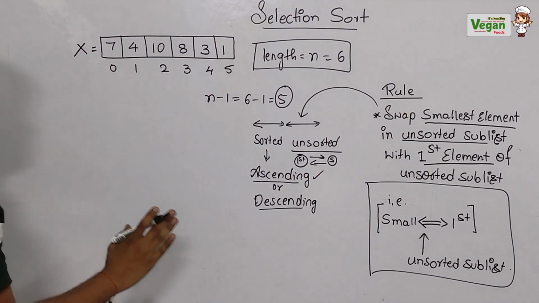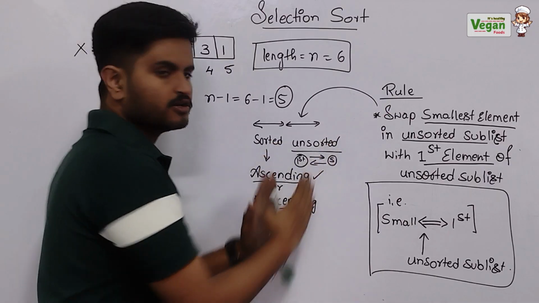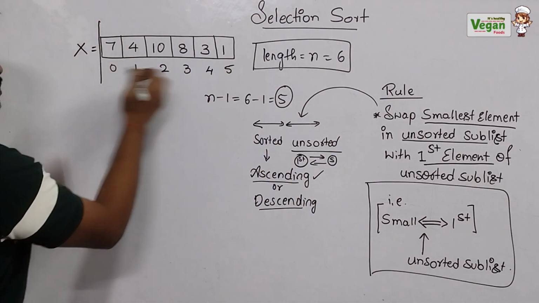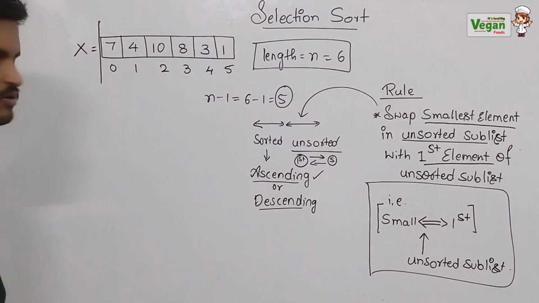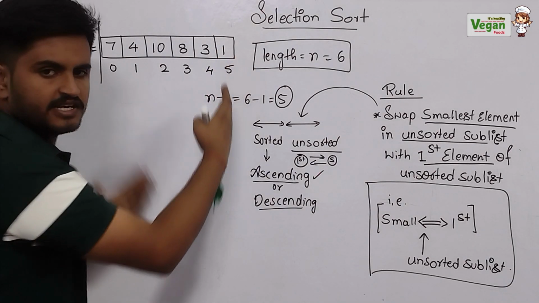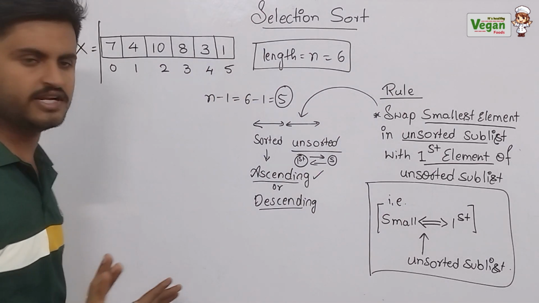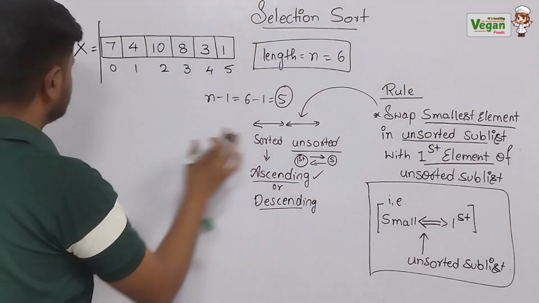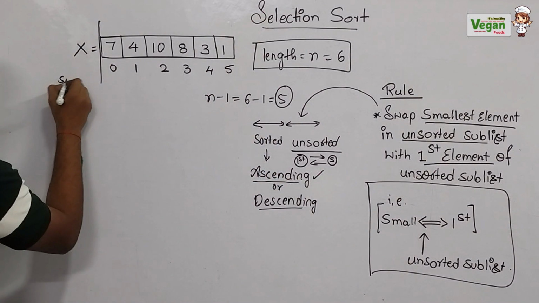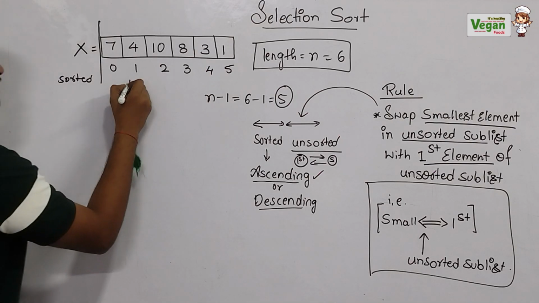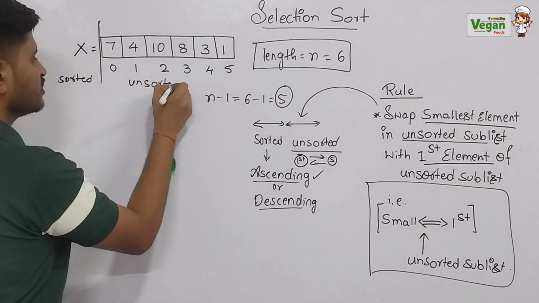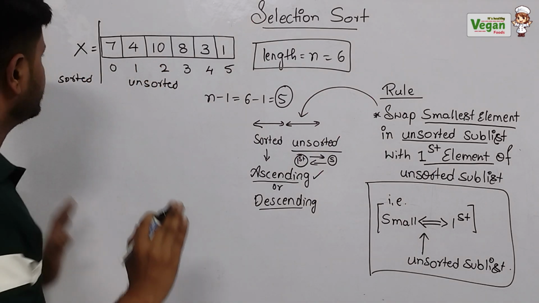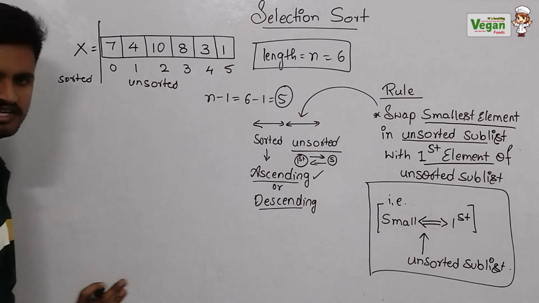First, as I told you, there will be sorted and unsorted parts. At the starting we will consider all the elements as the unsorted sublist. All the elements are in the unsorted sublist, so nothing is in the sorted sublist. If you consider the left hand side as the sorted sublist and this as the unsorted sublist, all the elements at the starting will be considered as unsorted elements.